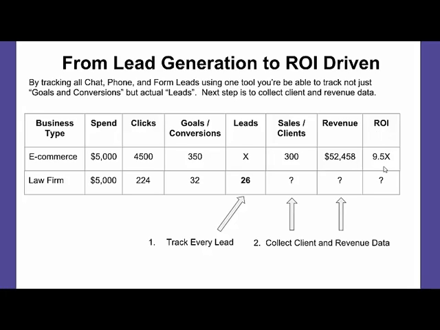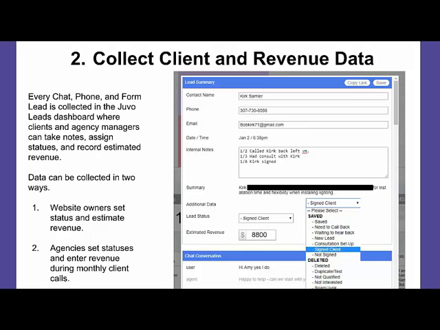Next, we need to capture client and revenue data. ROI data is captured once we collect everything else. And here's how we collect that. Business owners get lead email notifications and optional text messages for every phone, form, and chat lead that comes into their business. Each email has a link to the lead tracking dashboard, and when they click, they see something that looks like this. From here, the website owner, the business, or their staff, or even their marketing agencies can set the status to signed client if the lead converts into a new client, and then assign an estimated revenue value to that client.